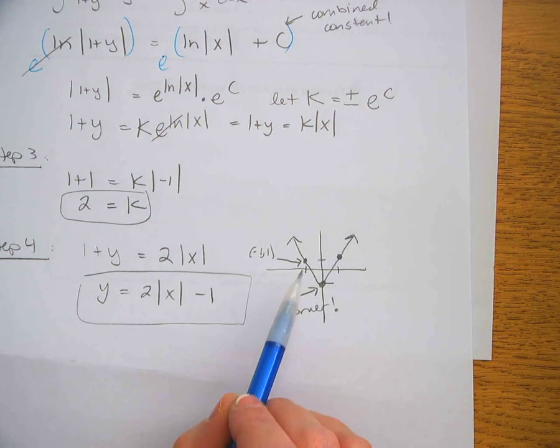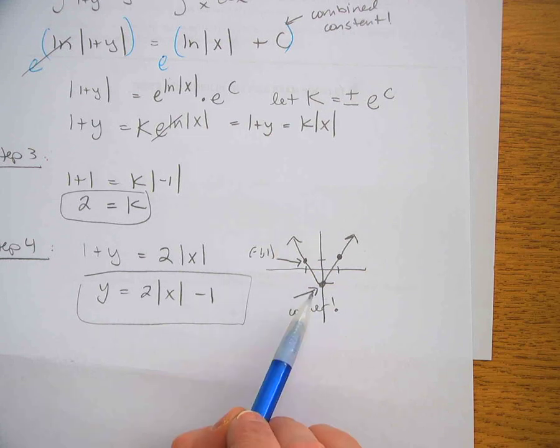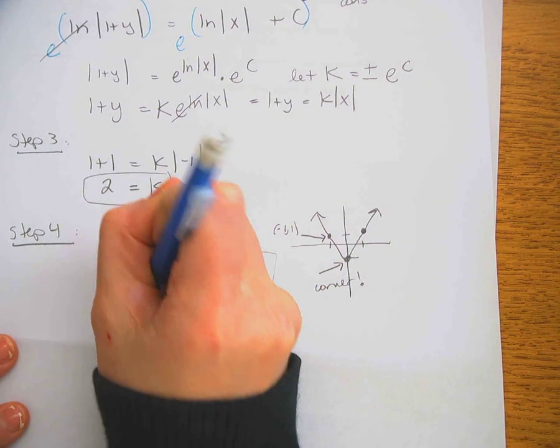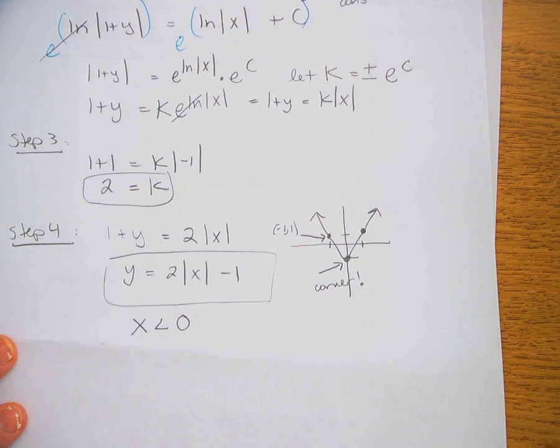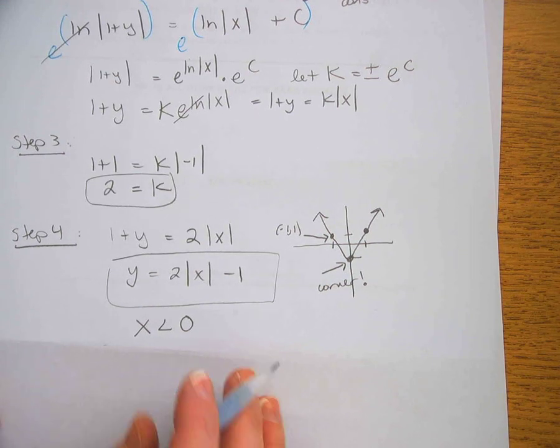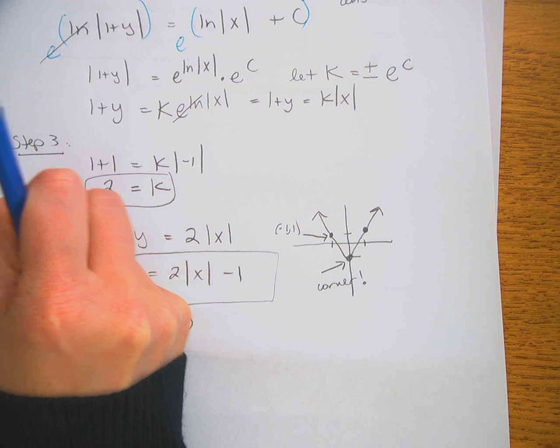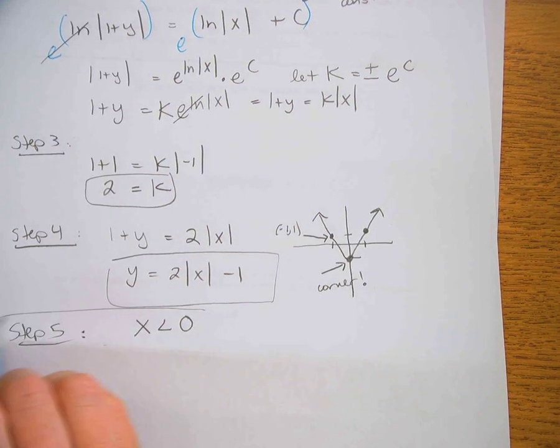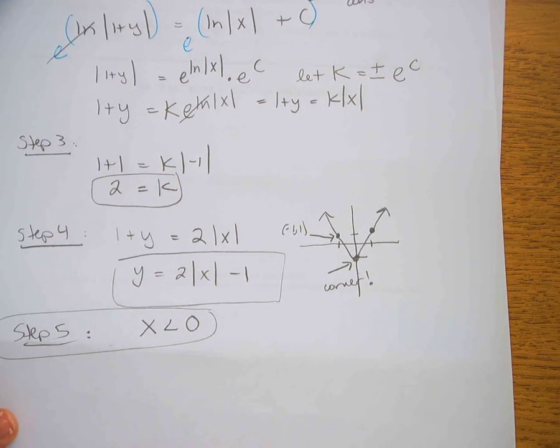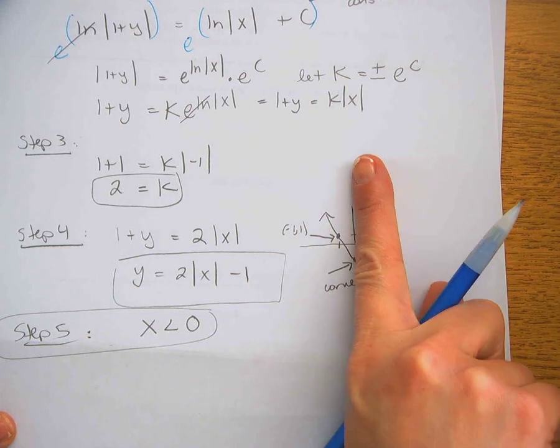I was given the point -1, 1, which is on the left side. So for this sort of interesting, unique example, the domain, we would just use the left side of the absolute value where x is less than 0. So we would just use this side.